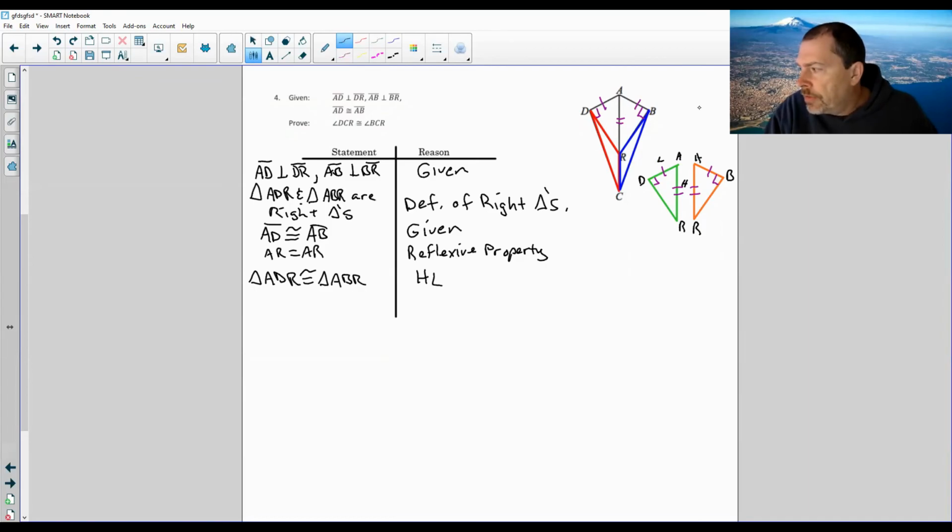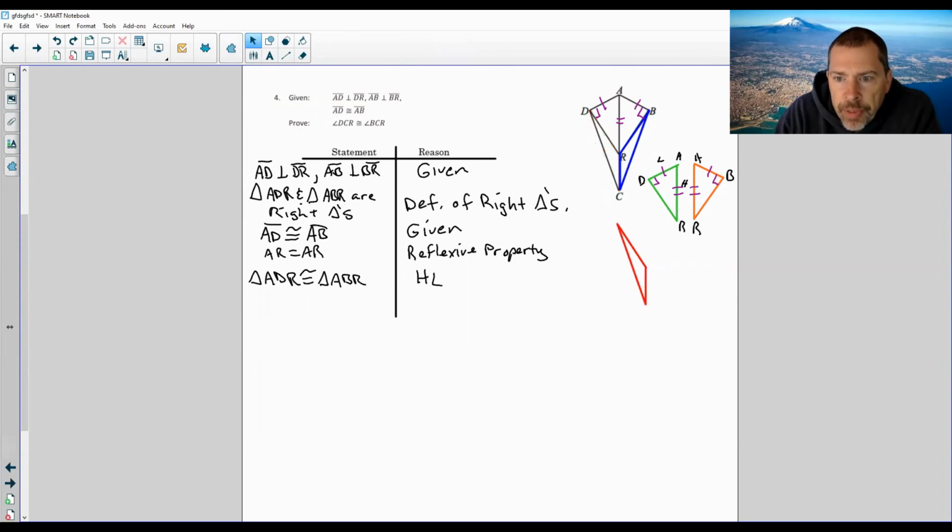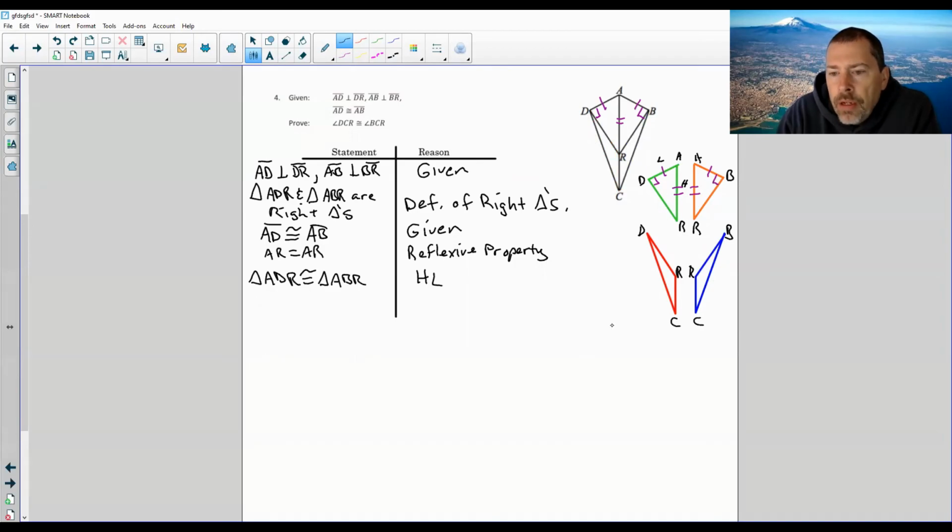Good start. Okay, so we're trying to prove angle DCR is congruent to angle BCR. It's these angles down here. So let me pull these out now. So now we're talking about this triangle and this triangle. And let me label them. So this is D, and this is R, and this is R, and this is B. And these down here are your C's from here.